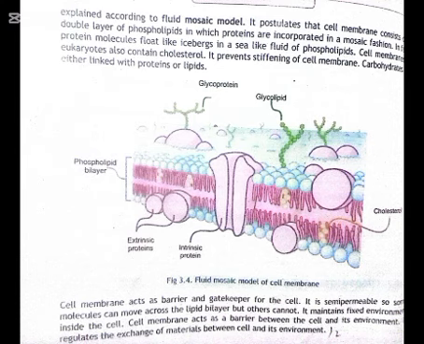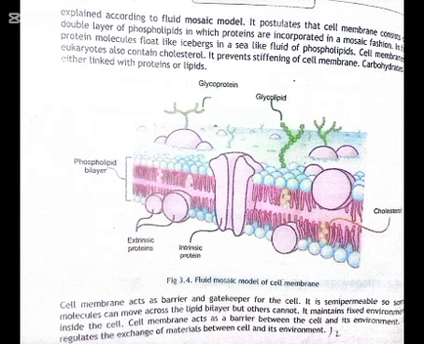Similarly, the phospholipids form a flexible layer. The proteins float inside this layer. Are you getting my concept? Okay, so the phospholipids form a flexible layer and the protein floats inside this layer. That's why it is called the fluid mosaic model. Fluid means the molecules can move. Mosaic means different types of molecules are arranged together like pieces of a design. So that's why it is called fluid mosaic model.